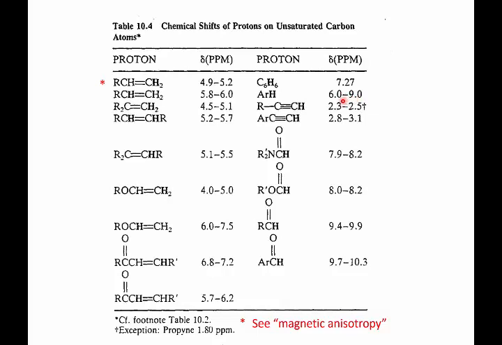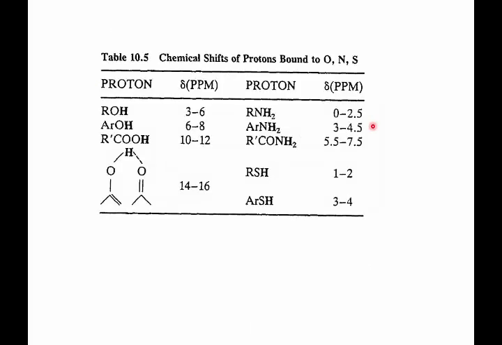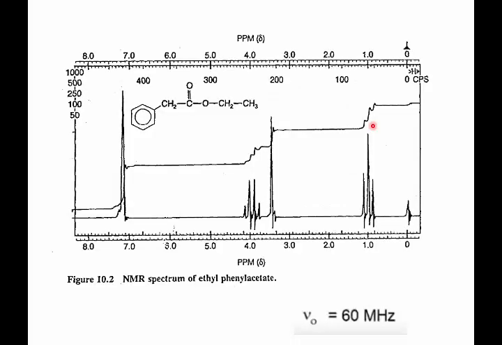Now that's fairly far downfield, fairly far on the left end of the NMR spectrum. We note that in our NMR spectrum here, the leftmost signal appears at 7.2 ppm. And that's right in that previously noted range. Remember, 6 to 9 ppm. Therefore, we can say that this signal is caused by the phenyl ring protons.